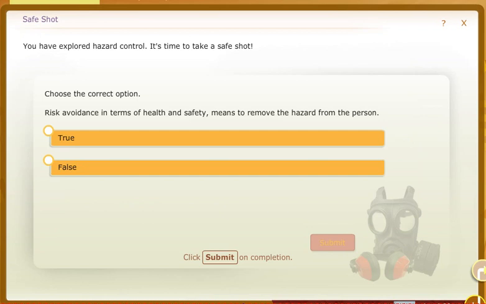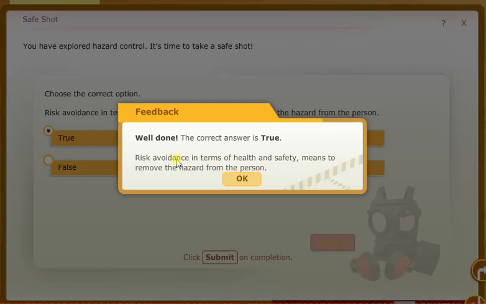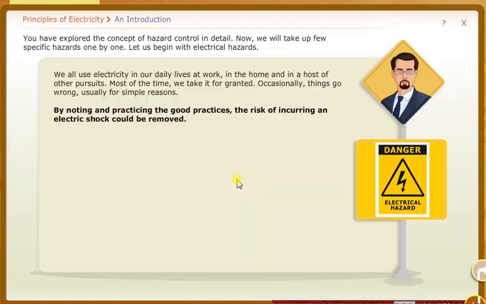You have explored hazard control. It's time to take a safe shot. Choose the correct option. Risk avoidance in terms of health and safety means to remove the hazard from the person. Well done. The correct answer is you have explored the concept of hazard control in detail.